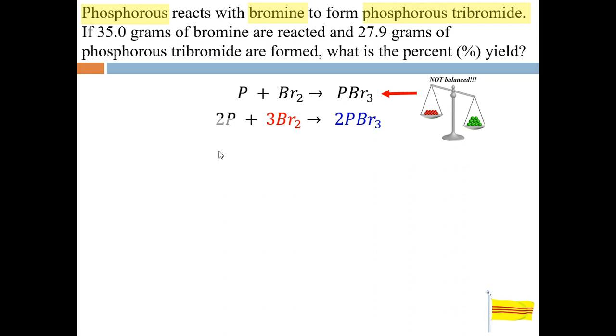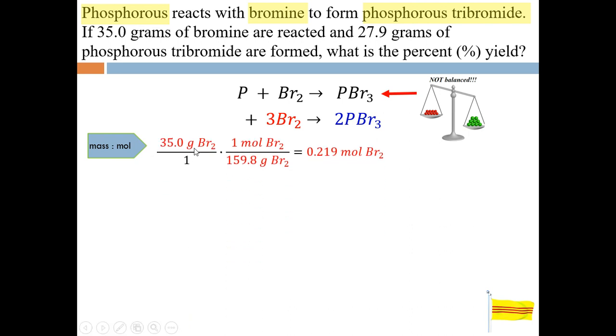Okay. All right. So I will start with 35 grams of bromine. So here we have mass. We need to go from mass to mole. 35 grams of bromine on top over 1. Convert it to moles by doing molar mass. 1 mole of Br2. Okay, you've got to take Br and multiply by 2. And that should give you a molar mass of 159.8 grams ish. Okay. All right, simplify your calculator work. 35.0 times 1, and then divide it by 1 times 159.8, and you should get about 0.219 moles of Br2.